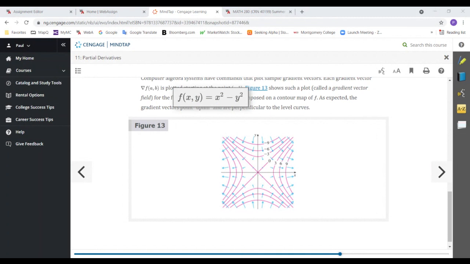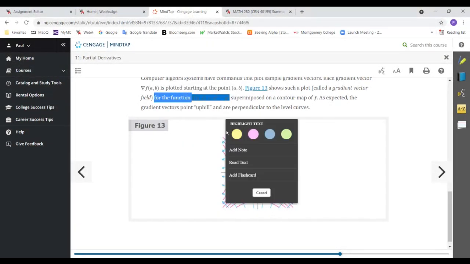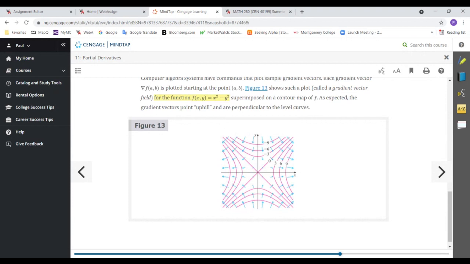Let me see. Can I color that? Yeah, that's what I want to do. So what they do is they draw the level curves of this surface, and this surface is actually going to be what we call a saddle. It'll have what's called a saddle point.